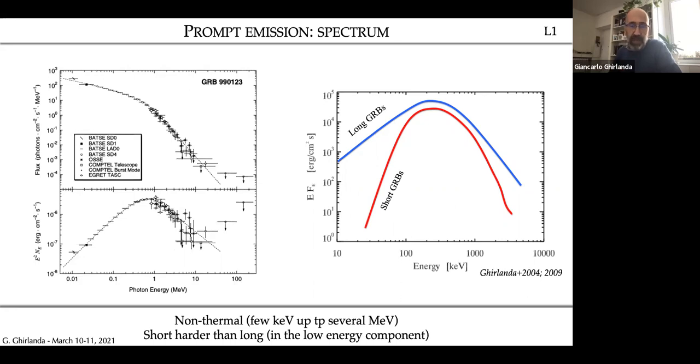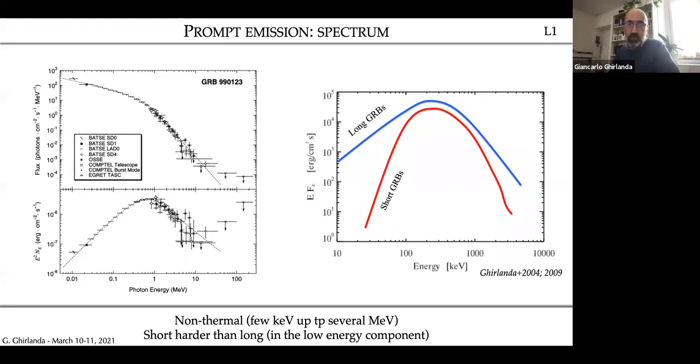In general, this is true for a large fraction of GRBs: this peak energy is at around 1 MeV. This is important because this energy represents the typical energy of the photons emitted by the source. And so if we want to understand what the emission process is, we have to deal with this numerical value.